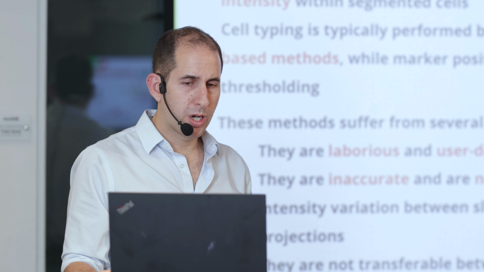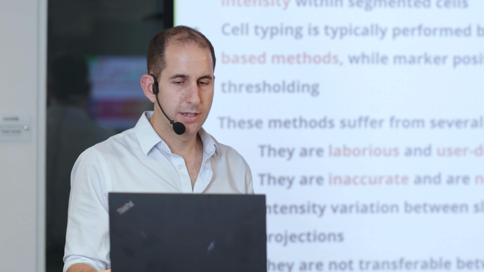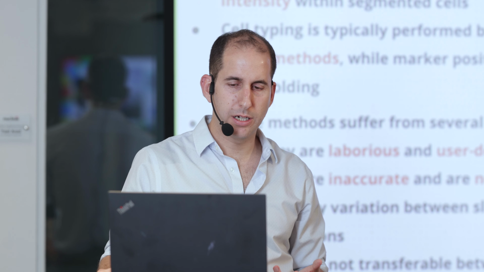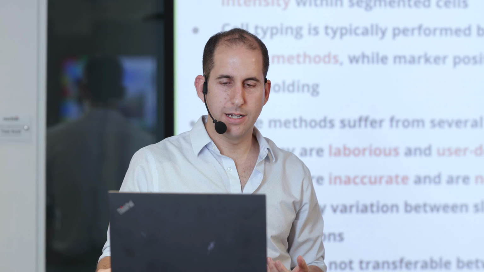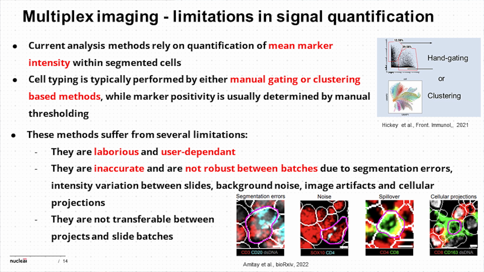And another problem is they're really inaccurate and not robust between batches because of several problems that we have in this method. So first of all, we have segmentation errors. Here, for example, you can see an example of a cell which is positive for both CD20 and CD3, which of course, these are two separate cells. One is a B cell, one is a T cell. There's also some background noise that can affect the mean intensity. There's signal spillover between cells.